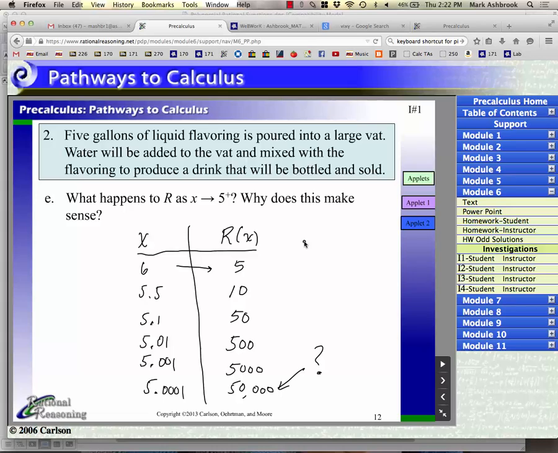No, when X is the number of gallons of, okay, so X is the number of gallons. Okay, then R of X is the number of gallons in the vat. Okay. That doesn't really make sense. Let's see, Michael. So the X is your.